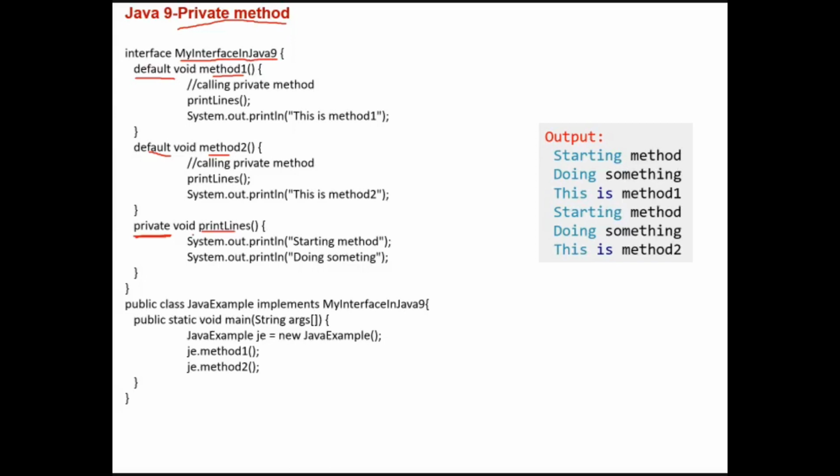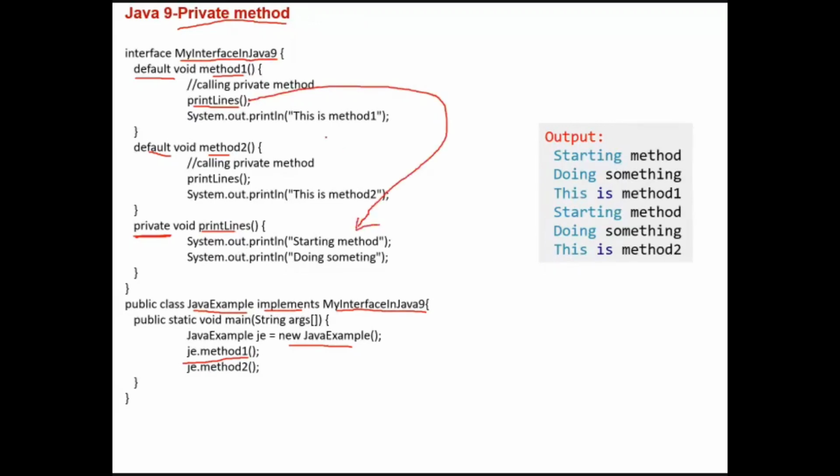So then how can I call it? Here I have created one class, a Java example, that implements my interface in Java 9. Here I have created an object for the Java example class, and by using that, I'm calling method 1. From method 1, I'm going to call the private method. So within that interface, I'm calling that private method.